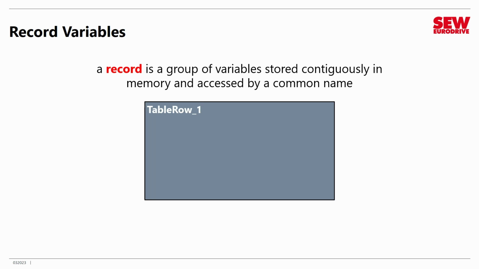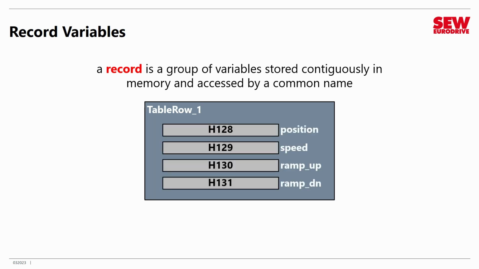Now, that index card has different kinds of information written on it below the title. For example, it may have 4 sections labeled position, speed, ramp up, and ramp down. These are the variables contained within the record. So the overall name of the record variable is table row 1, but it contains 4 variables grouped together called position, speed, ramp up, and ramp down, and they are physically stored in data memory in locations H128, 129, 130, and 131.